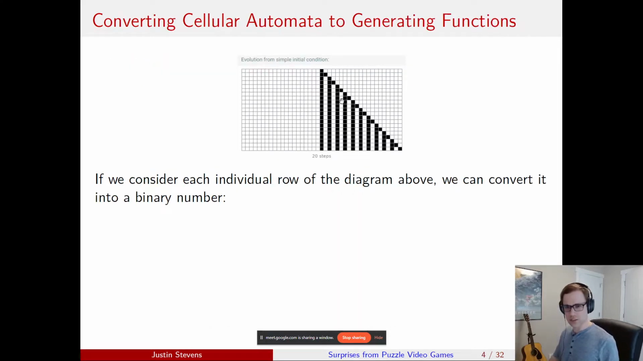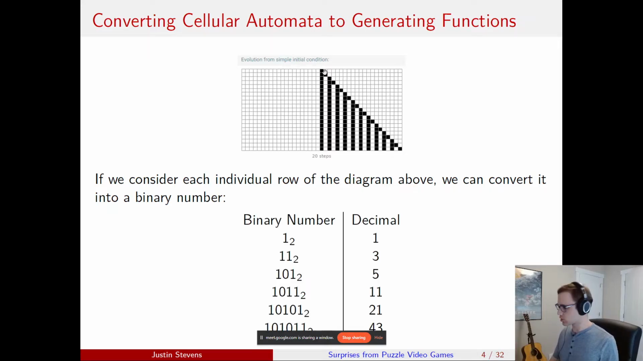One really interesting thing we can do is consider each individual row of the diagram above. If you consider the black cells as being 1 and the white squares as being 0, you can convert each row into a binary number. The very top row is just a single black cell, so that's 1. The next one is 1, 1, which would be converted to the decimal number 3. The next has a black square, then a white square, then a black square, so it's 1, 0, 1. That'll be the decimal number 5, and so forth.